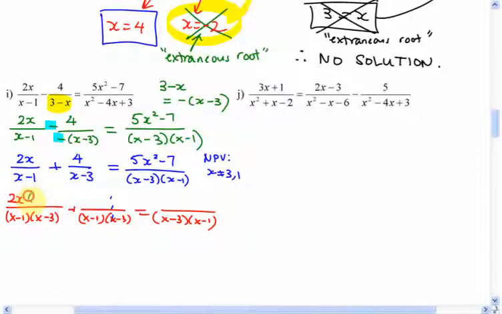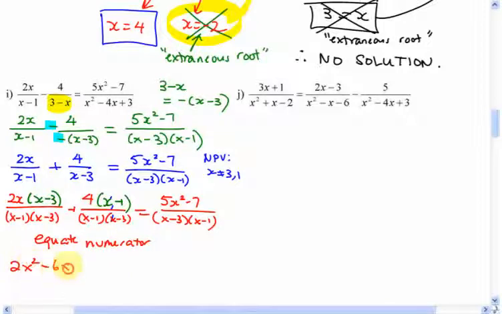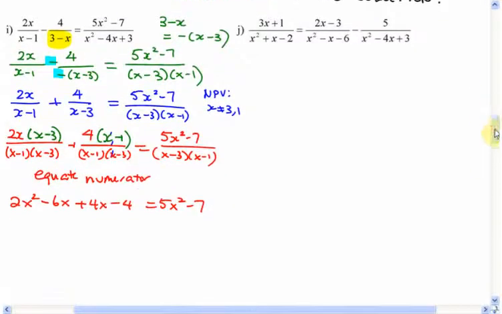Okay, so we have an x minus 3 we're missing from the first. We've got an x minus 1 we're missing from the second fraction. And the one on the right-hand side, what are we missing? Nothing. So we'll just leave it like that. Okay? Once again, equate the numerators, and I want you to simplify. So we get 2x squared minus 6x plus 4x minus 4 equals 5x squared minus 7. And let's see what happens when you simplify.